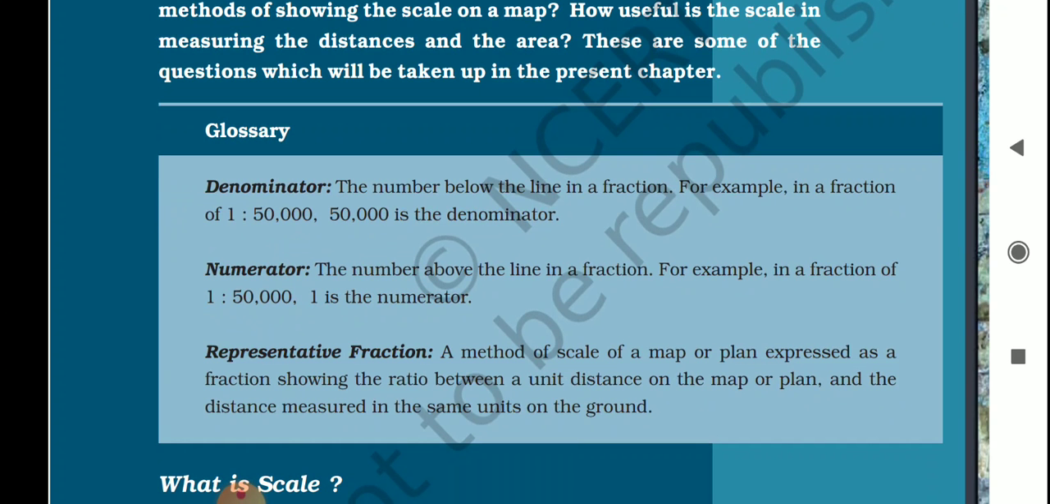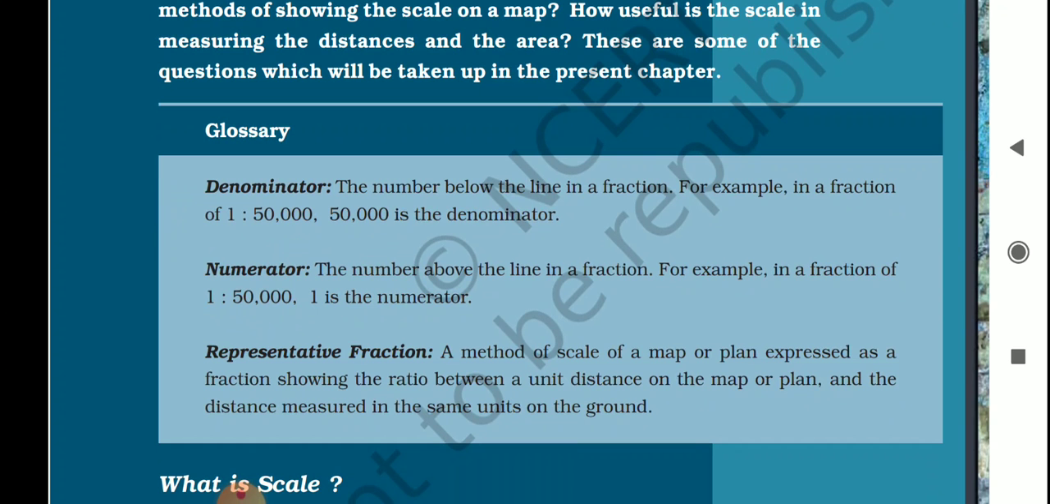First is denominator, which is the figure below the line of the fraction. It is called denominator. Like if there is a ratio 1 is to 50,000, here 50,000 is the denominator. Next is numerator. Numerator is the number above the line in a fraction. For example, in 1 is to 50,000, 1 is the numerator.